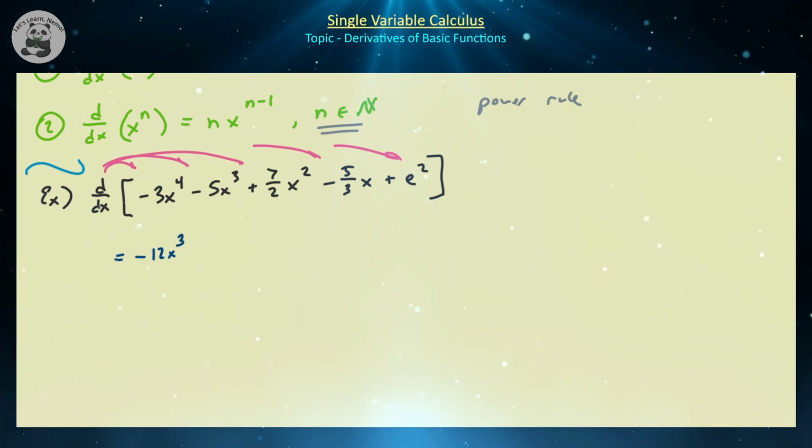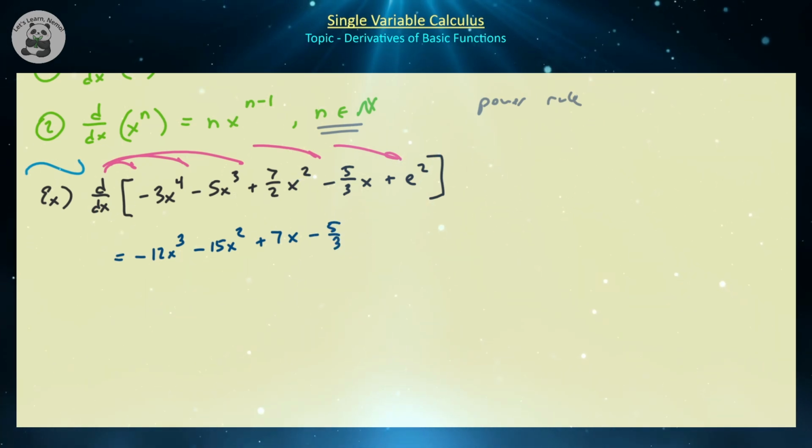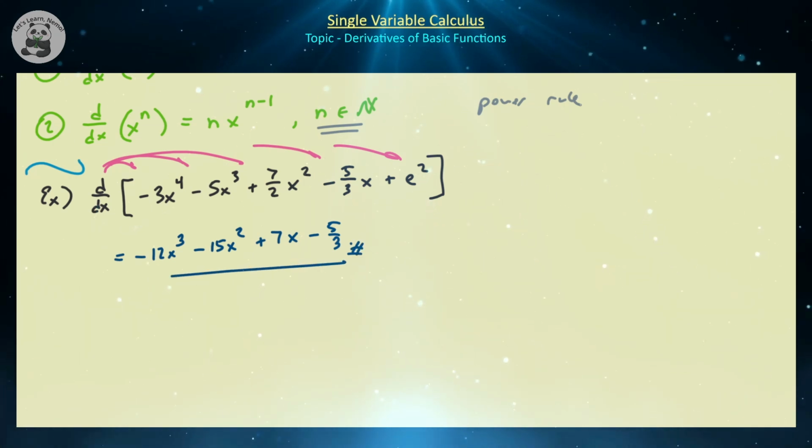And then we're going to have the derivative of minus 5x cubed, so that's going to be minus 15 times x to the power of 2. And then 7 halves times 2, that's just going to be 7, so this is going to be 7 times x to the power of 1. And the derivative of a linear function is just the slope of that line, and the derivative of constants is just going to be equal to 0. Therefore, this expression is the derivative of that original fourth degree polynomial.